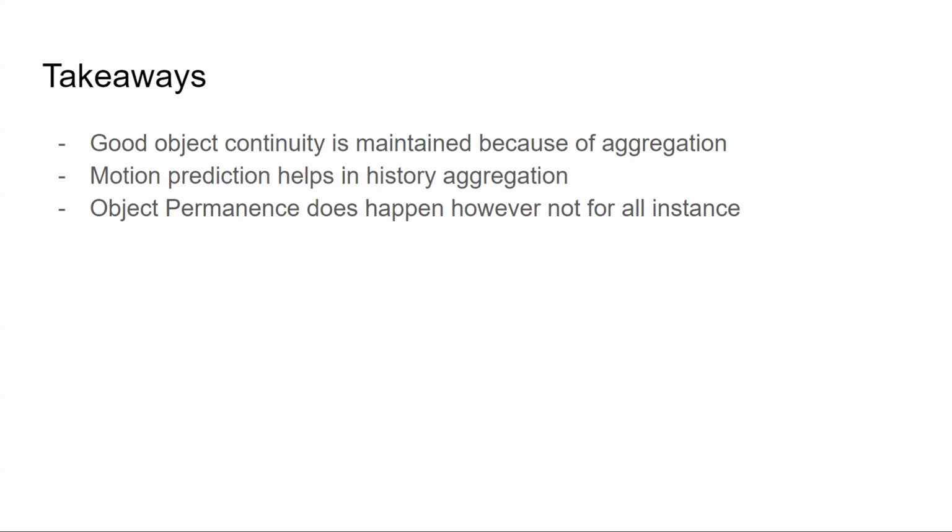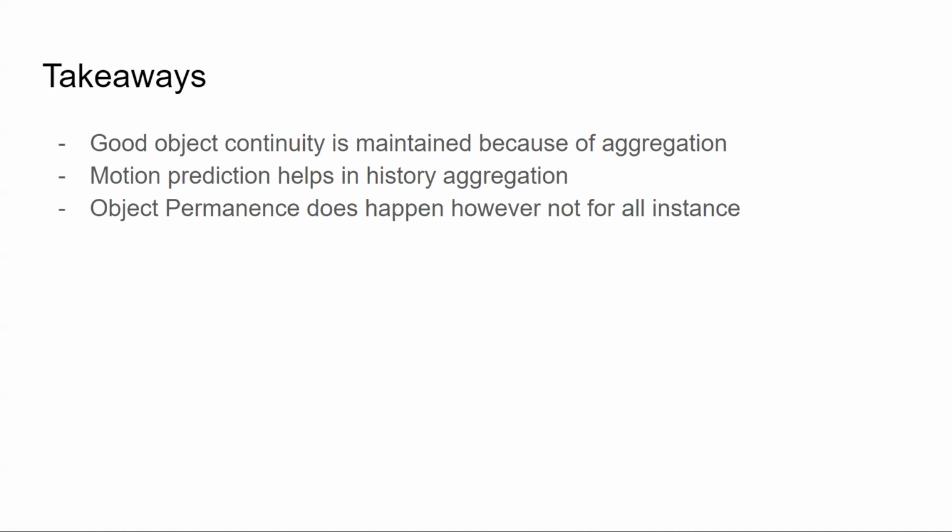So actually, these are the questions they are asking. Not exactly performing an ablation study in the paper, but asking: the elements that we have added and the approach that we have taken, are those things leading to history aggregation? Are those things leading to object continuity? So object continuity is because of history aggregation, and history aggregation is helped by motion prediction. So motion prediction is helping in figuring out the object continuity.